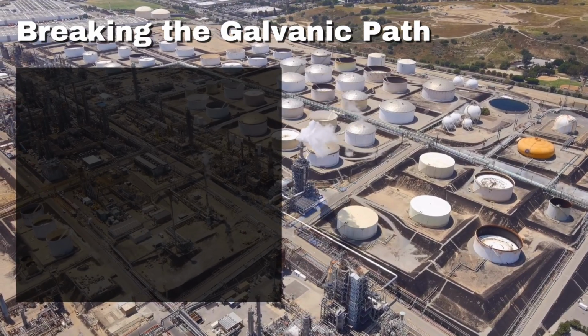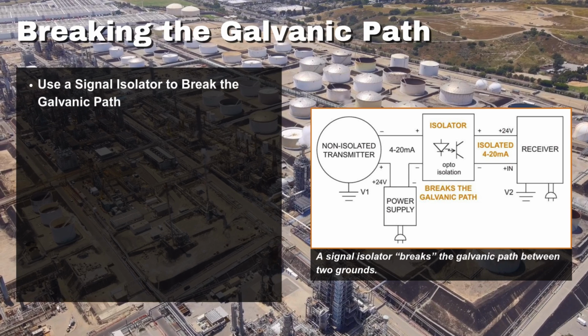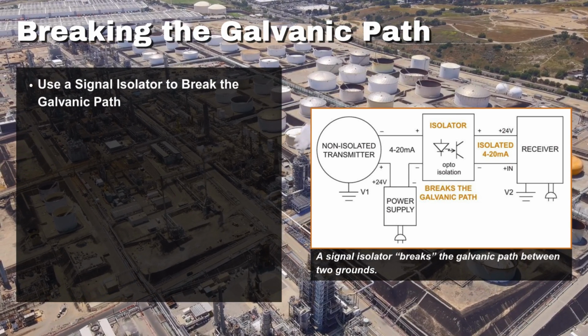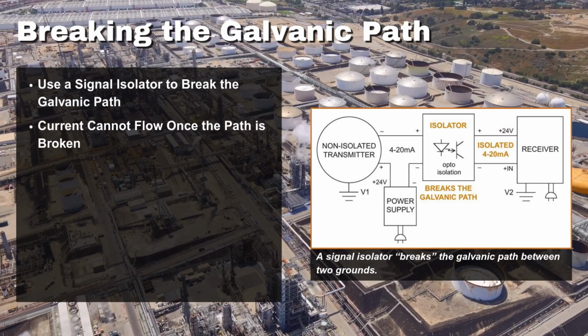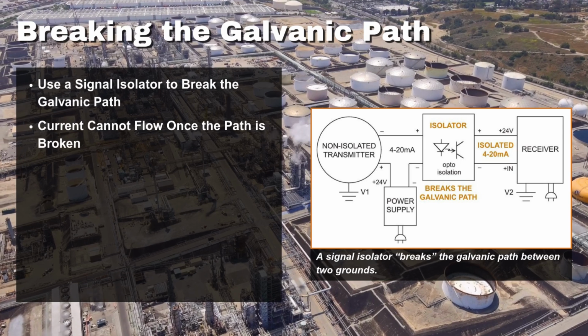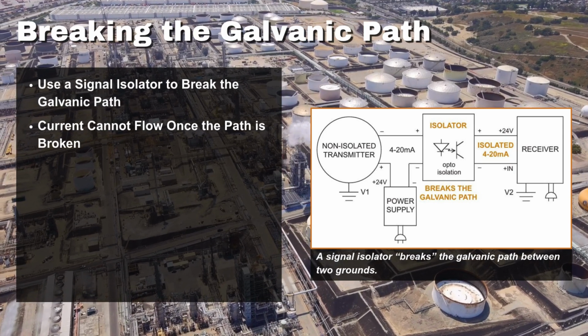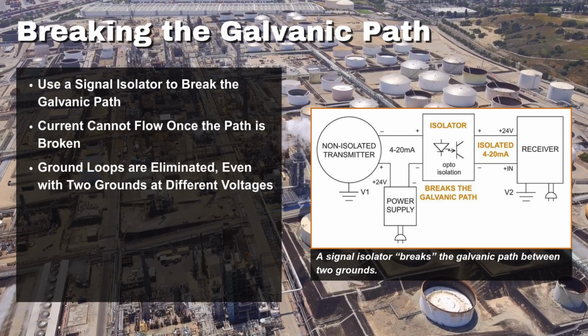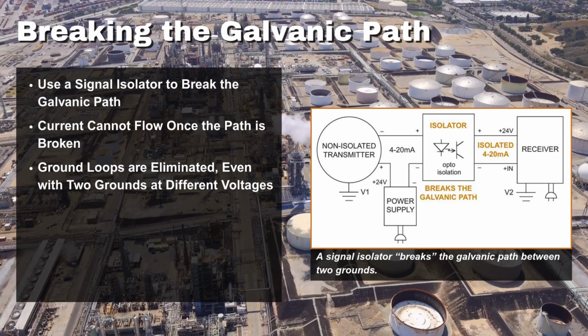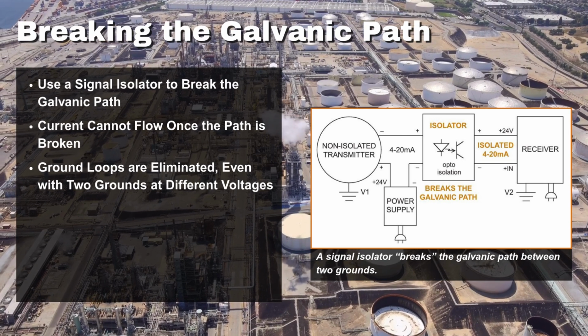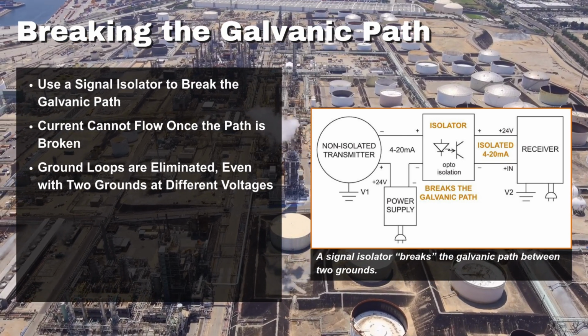The answer is simple. Use a signal isolator to break the galvanic path between the two grounds. By interrupting the direct electrical connection, current can no longer flow, even if there are still two grounds at different voltages. In other words, the ground loop is eliminated. The primary role of a signal isolator is to break this galvanic path, preventing unwanted current from distorting your measurements.